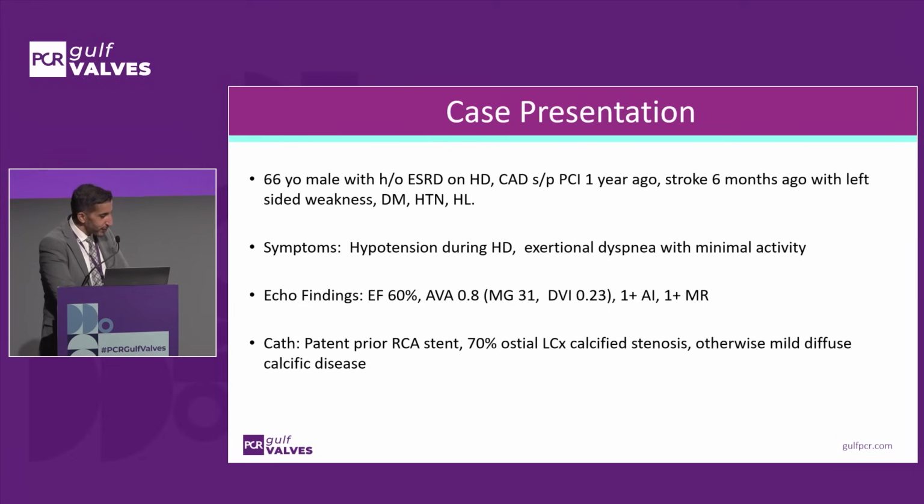So another end-stage renal disease patient. I seem to use Navitor a lot in these end-stage renal patients. This is a guy on hemodialysis with a history of prior PCI a year ago and a stroke 6 months ago with left-sided weakness, the trio of diabetes, hypertension, hyperlipidemia, and basically the primary symptom is hypotension during hemodialysis at this point, and actually has some exertional dyspnea, though he's limited by his stroke.